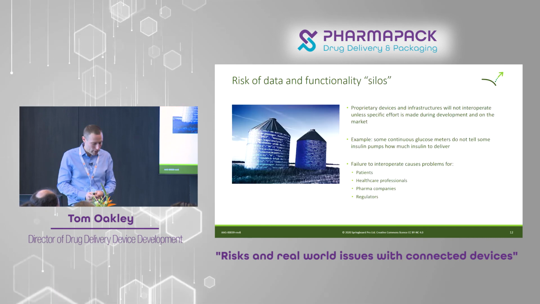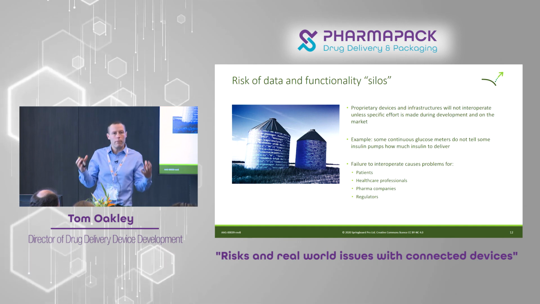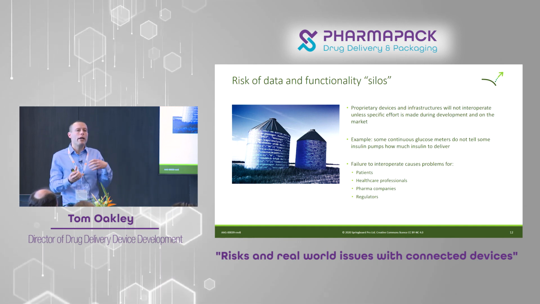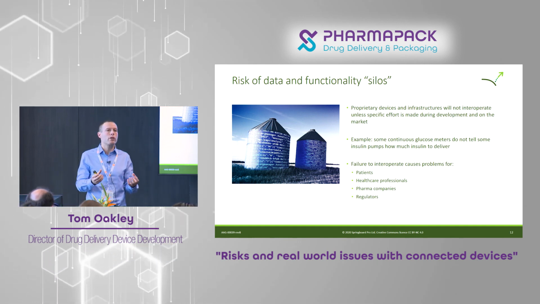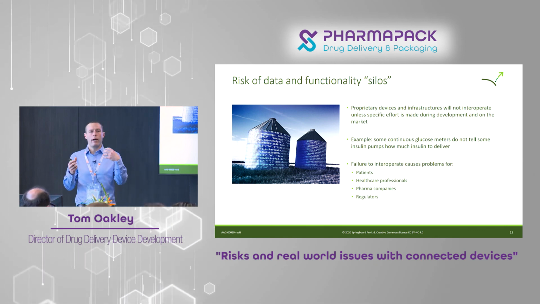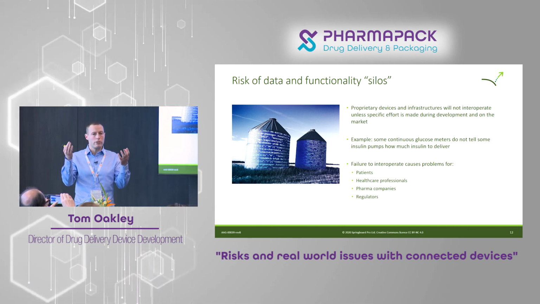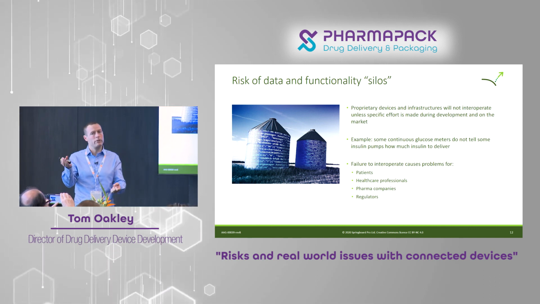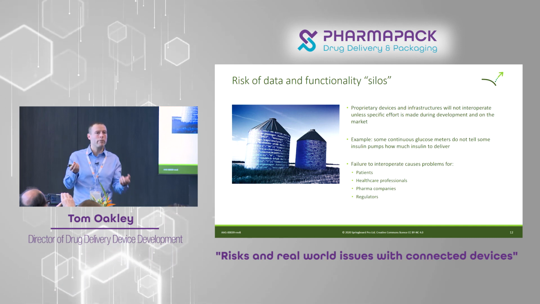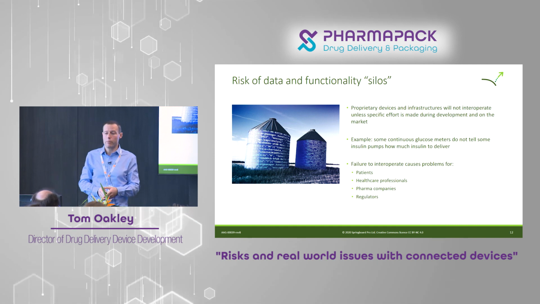On to the next risk, the risk of data silos. So this is where you have different companies coming up with technology, and the different technologies don't talk to each other. And a classic example in diabetes is where you have an insulin pump and a continuous glucose meter, and the two don't talk to each other. So you can't get your glucose meter to tell your pump how much insulin to give you. It's a common and real-world problem at the moment.